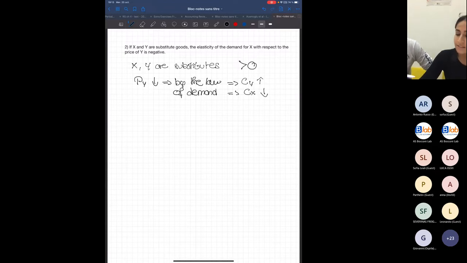It's very important in this kind of question to pay attention to the fact that the goods are substitutes. If the goods are substitutes, the elasticity of one with respect to the price of the other is always going to be positive. So is that okay for everyone? Okay, I think it's fine.